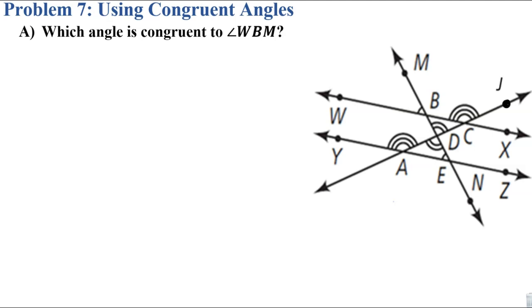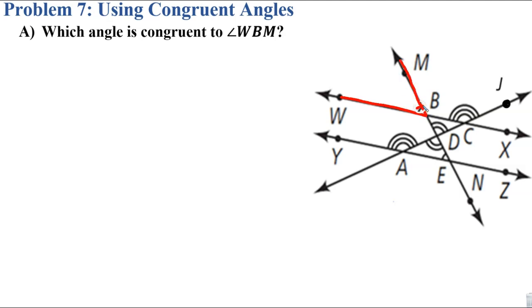Now, an important skill to have is going to be being able to identify congruent angles in our diagrams. And that's what we're doing in problem 7. Part A says which angle is congruent to angle WBM. So based on these markings, we want to figure out which angle has the same measure as WBM. Well, if I trace W to B to M, I can figure out which angle we're talking about here.